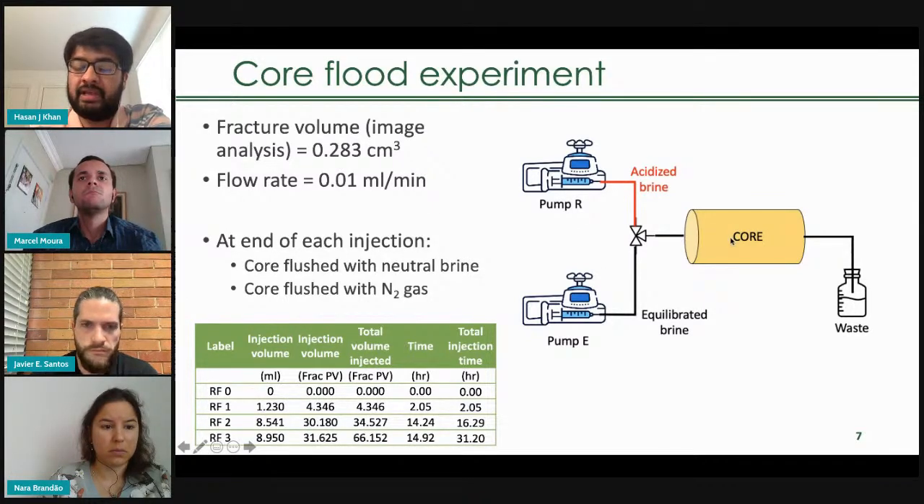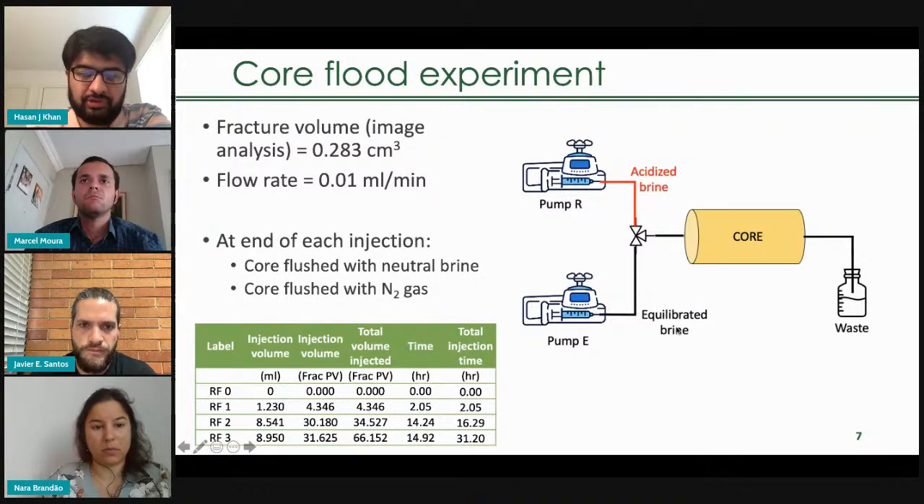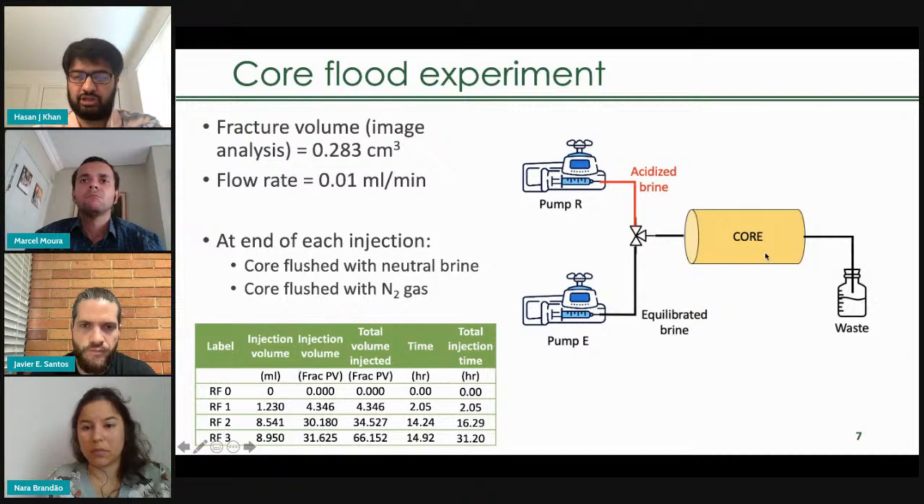The core is connected to two syringe pumps via a three-way valve. Initially, the equilibrated brine is injected inside the core until the core has been completely saturated. Then the switch is flipped, and the nitrogen-sparged acidic brine is injected inside the core. Once the desired amount of fluid has been injected, we again switch the valve and re-inject the equilibrated brine so that we can push out or flush the acidic brine out of the sample.